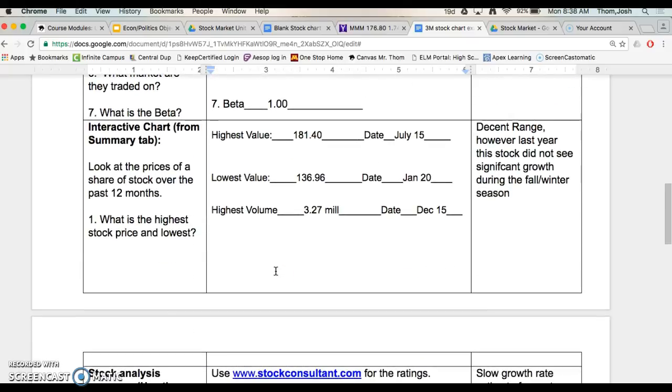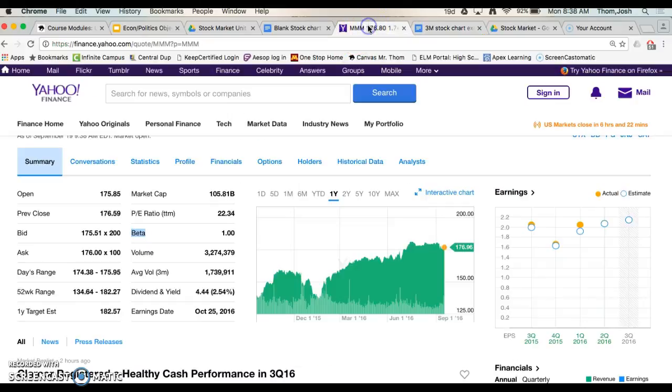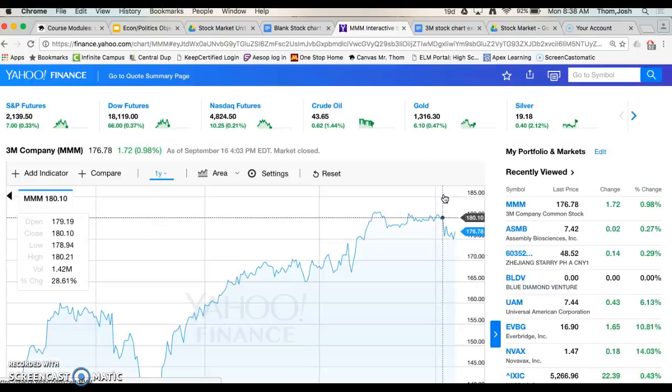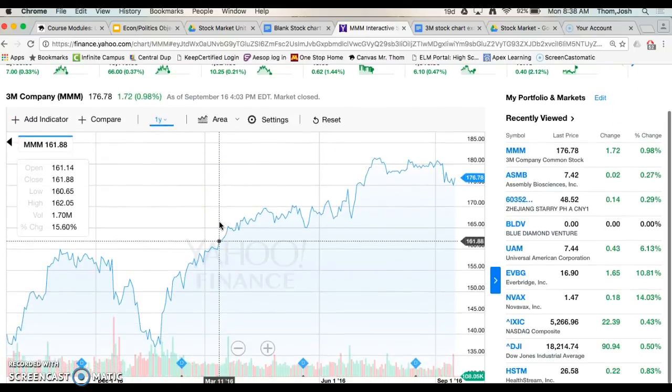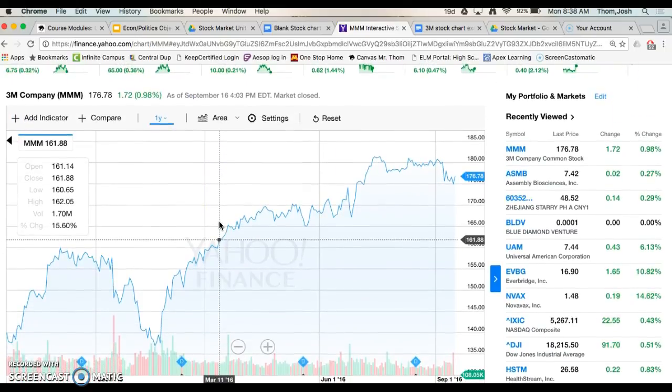Then it asks you to use the interactive chart, and that comes from your summary tab. We'll go back and take a look at it. So when you're on your summary tab, you'll see an interactive chart link just above the chart. Make sure it's on 1 year. If you open it up, it'll give you the values of that company throughout the last year.